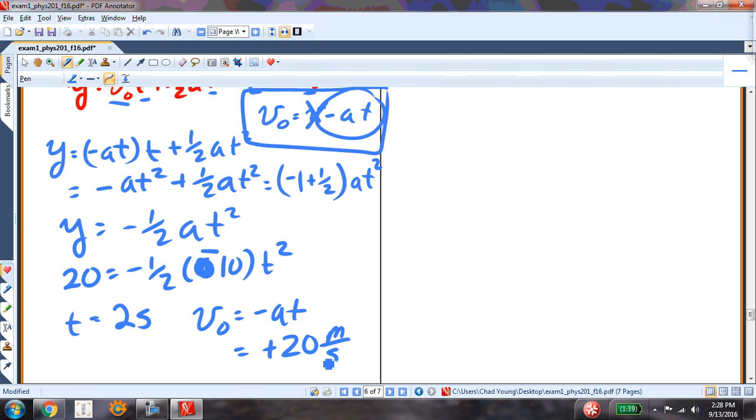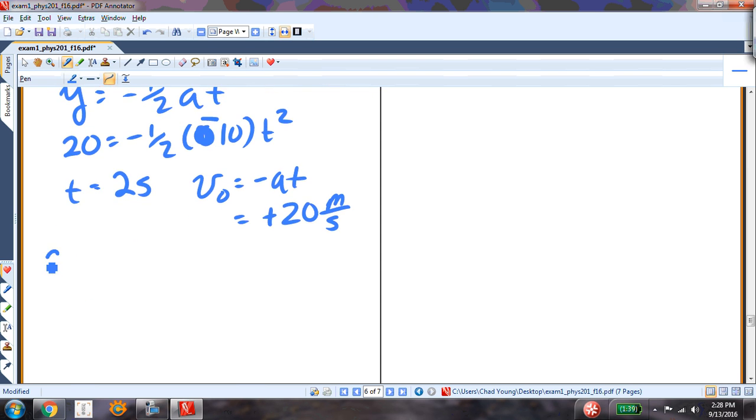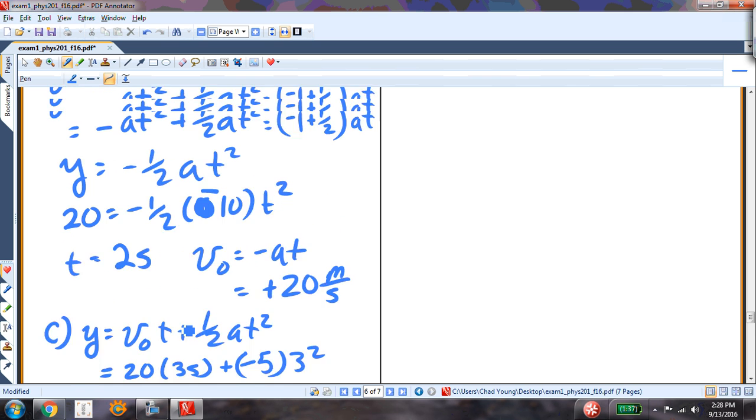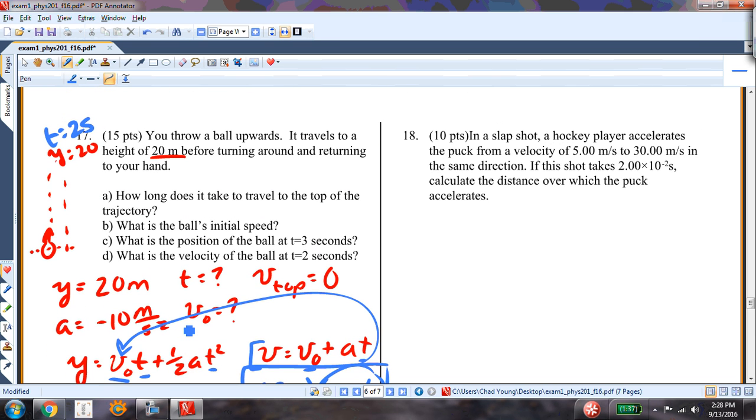What is the position of the ball at t equal 3 seconds? So for C, y is equal to v naught t plus 1 half a t squared. That is going to be 20 times 3 seconds. That's just the time that I give you. Plus 1 half of negative 10 is negative 5 times 3 squared. That's 60 minus 45 are 15 meters. So at 3 seconds, this ball is right about here. It's at 15 meters coming down.